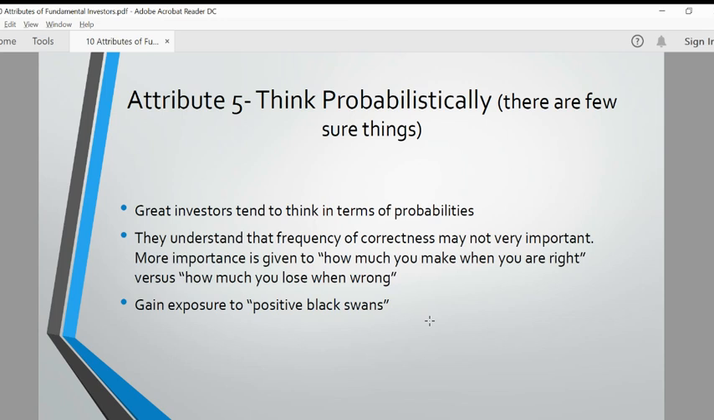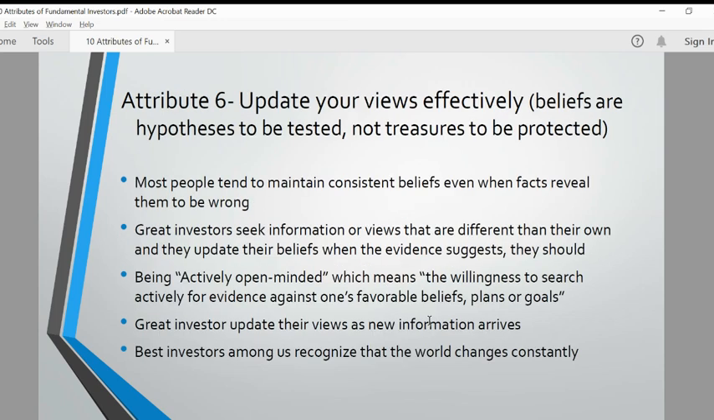So the great investors tend to gain exposure to positive black swans. Black swans are events which are largely unpredictable, which tend to have a lot of consequence in terms of magnitude. Positive black swans are those where any unforeseen positive development should be able to benefit the investor. So moving on to attribute number 6, update your views effectively.